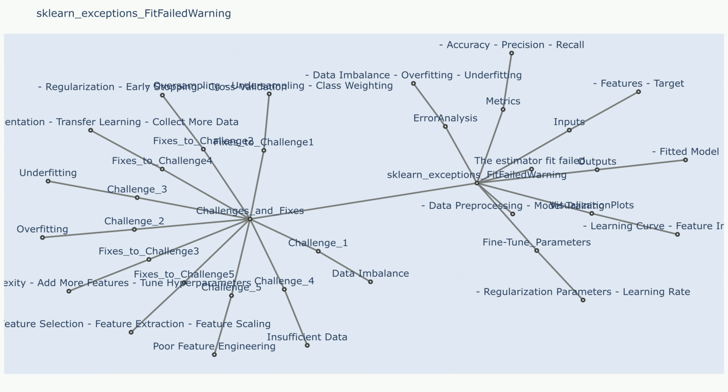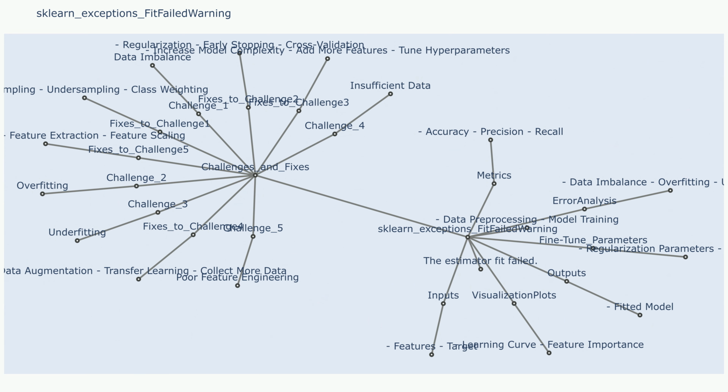Challenge 3. Insufficient data. Sample use case. The model might struggle to learn meaningful patterns with a limited amount of training data, potentially resulting in overfitting or poor generalization. Fixes. Gather more data. The most straightforward solution is to obtain additional training samples.